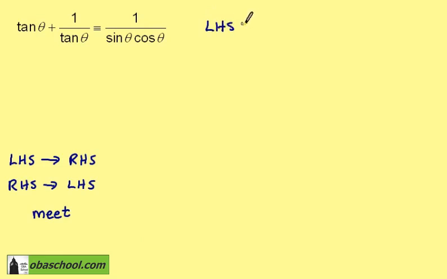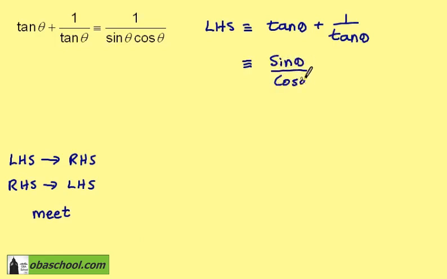So the left-hand side we know is tan theta plus 1 over tan theta, and we know the identity tan theta is sine theta over cos theta. So this is sine theta over cos theta plus 1 divided by sine theta over cos theta.